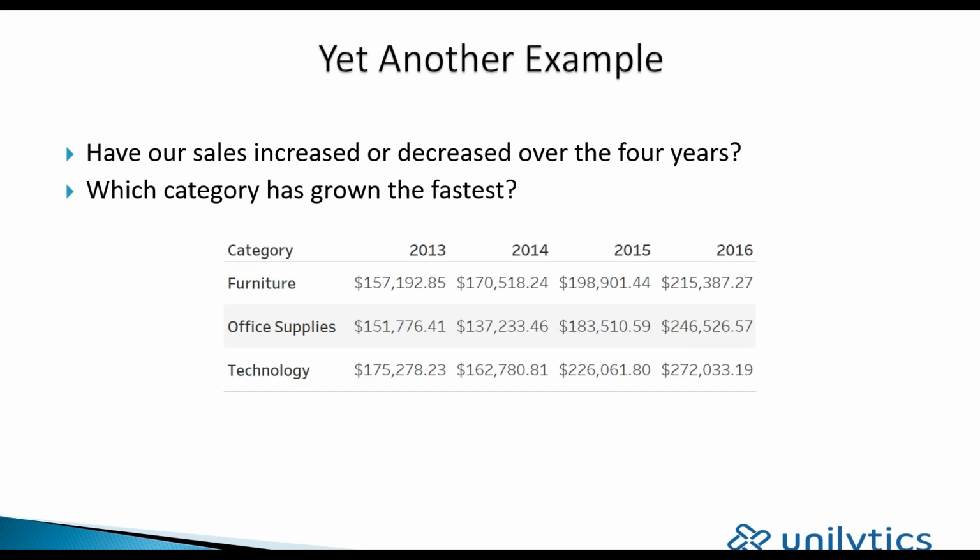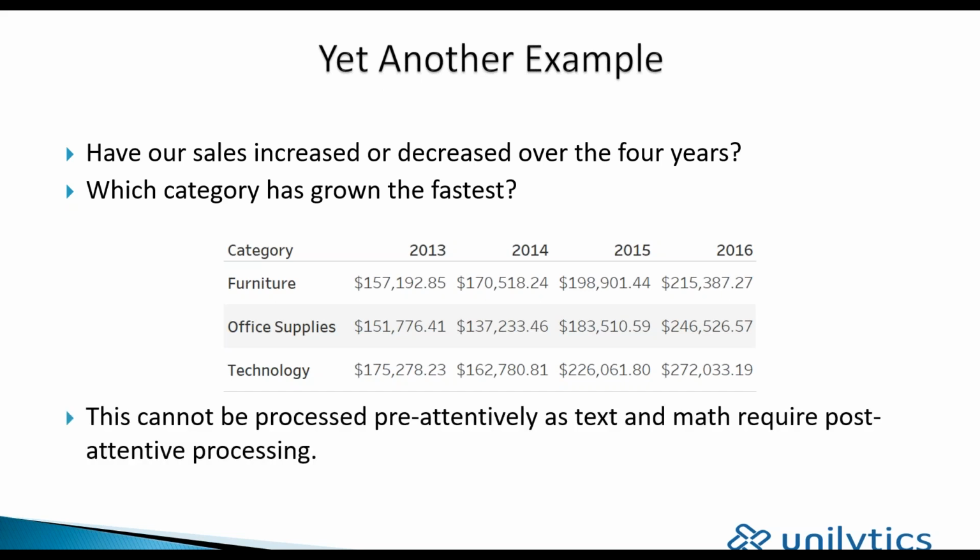This should also highlight the drawback of using crosstabs or text tables in your visuals. It's the slowest possible way for a person to understand the meaning of the data that they're looking at. This cannot be processed pre-attentively. Both linguistic and mathematical skills are required to process that, and that's very, very slow.